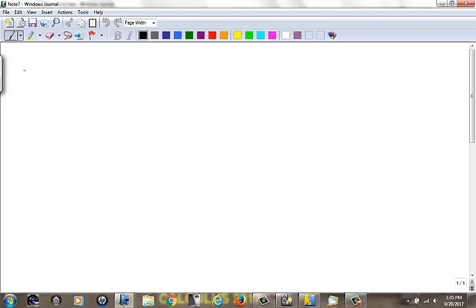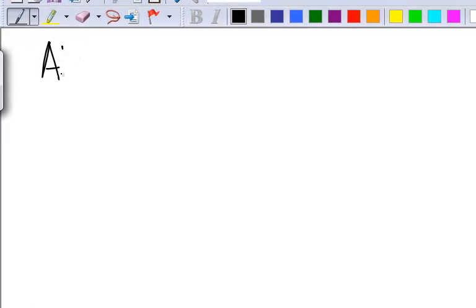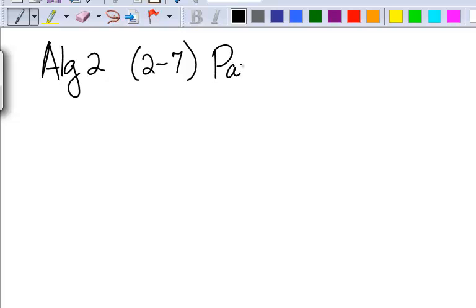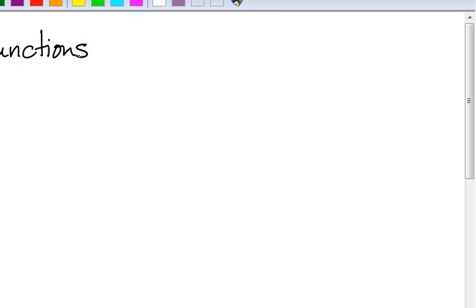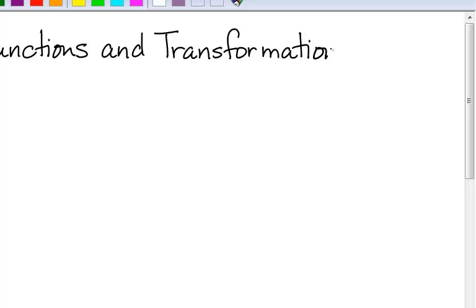Okay, this is for section 2.7, and it's called Parent Functions and Transformations. And I will tell you that this ties in closely with what we're doing right now in Trig. Any of you that go on would have already had some of the background in here. So that's to your advantage if you go on into Trig. Okay, it's Parent Functions and Transformations.